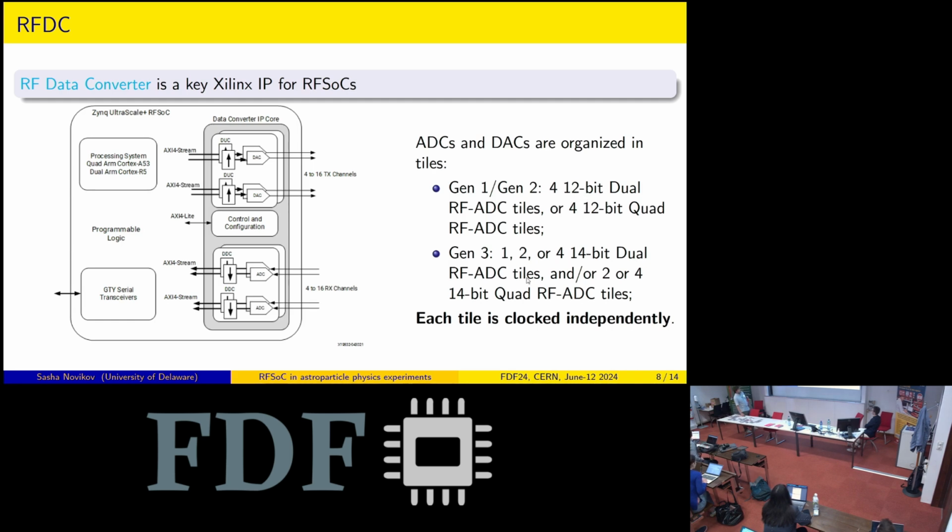for Gen 3 it could be either 1 or 2. I think I made a mistake here, so one of them should be DAC, but sorry, I'll correct the slides. But basically, the main idea is that all those ADCs and DACs are organized in tiles, and each tile is clocked independently, which is apparently great for, I don't know, 5G technology when you need to transmit signals over, I don't know, maximum distance with less power.